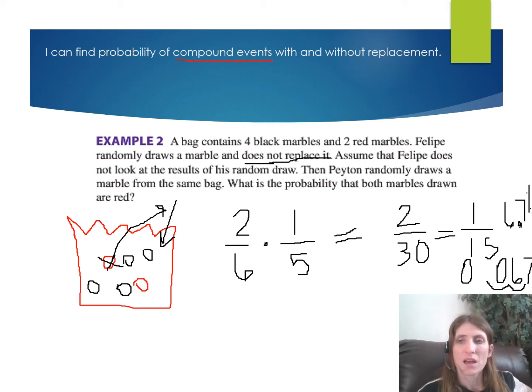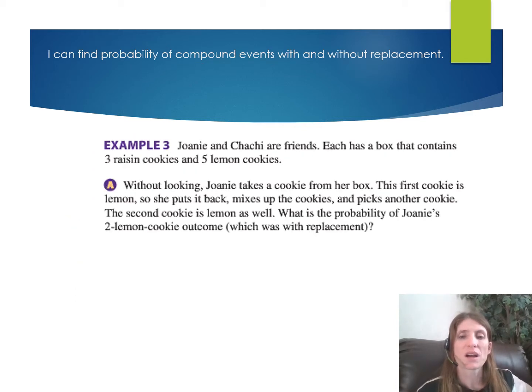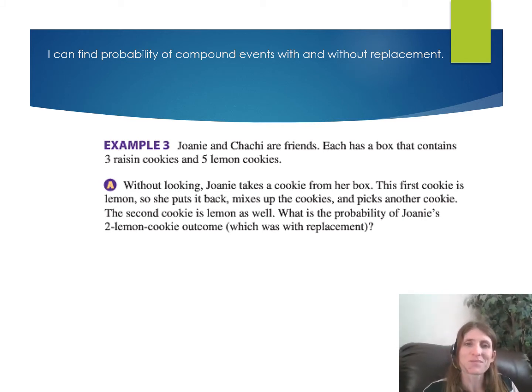Now, this might be the next question, and I can't go forward and come back. So let's go to the next one, and nope, it's not. So on the previous question, if it would have said he replaced it, he put his marble back in. So he looked at it, recorded what he got, and then put it back in. The second probability would still have 6 marbles and would be 2 out of 6. So your chances of it happening now are more likely, right? Because you have more red in the bag.